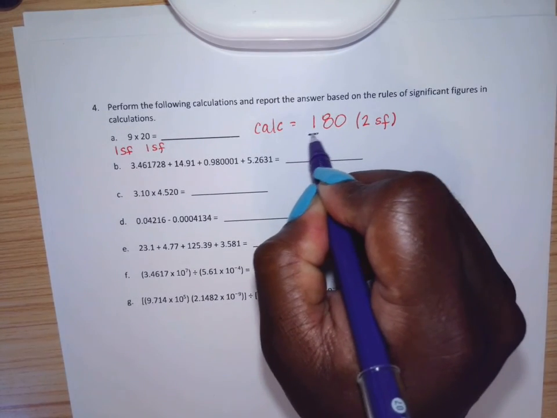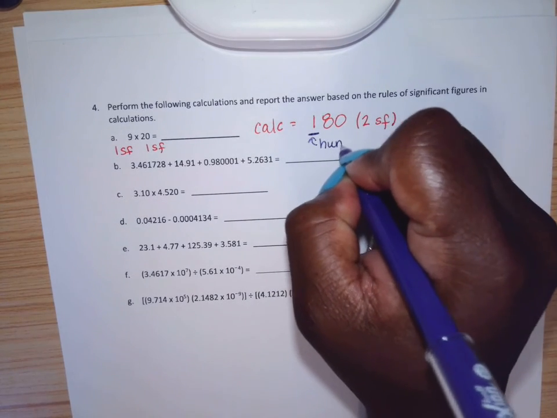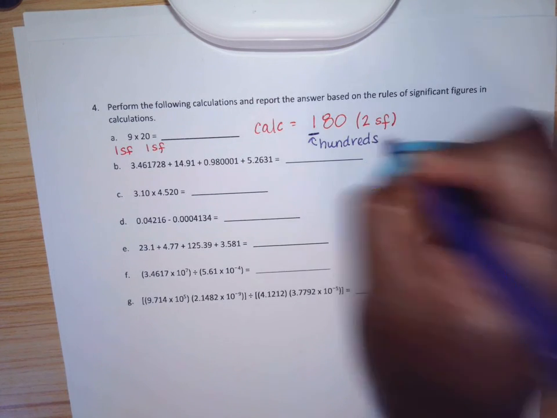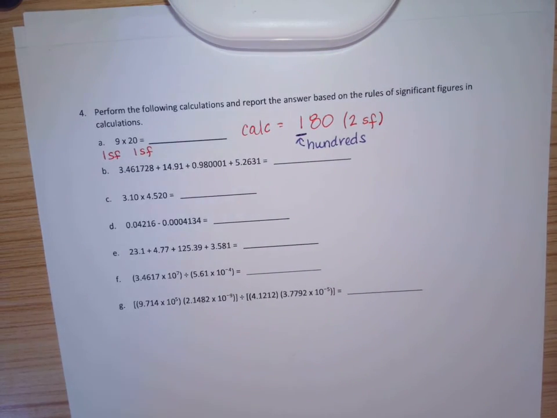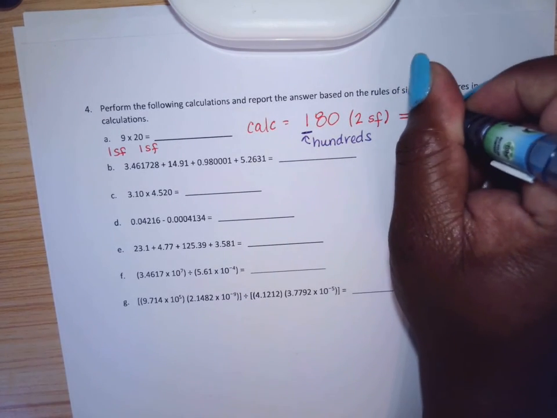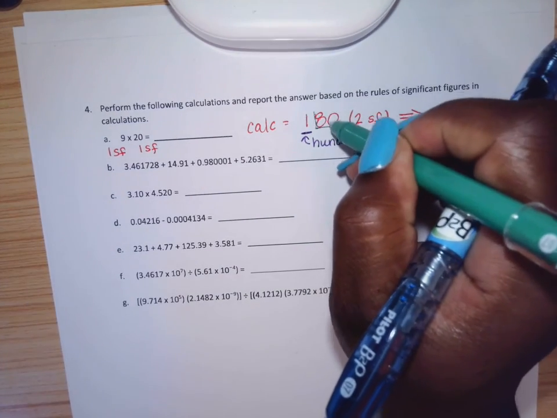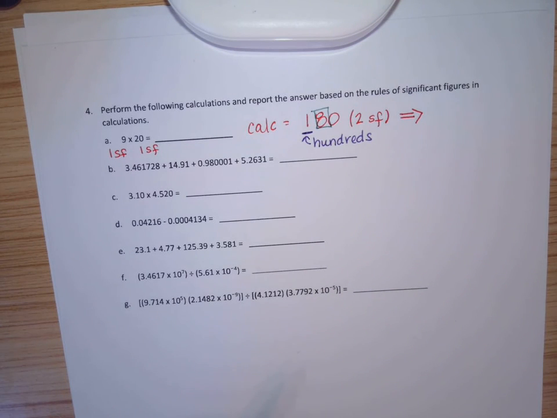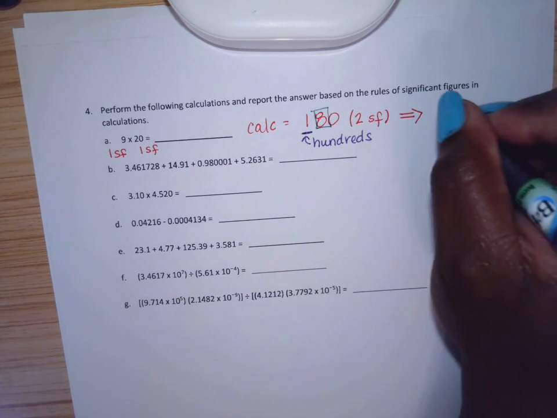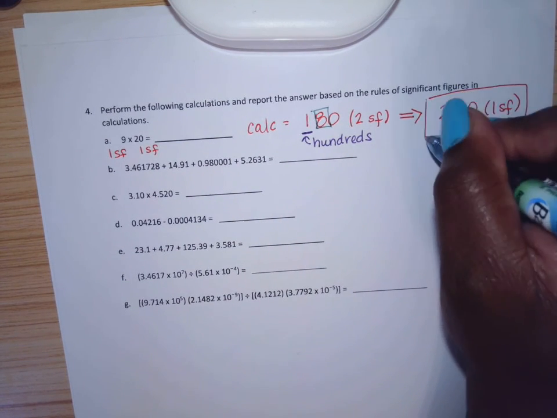The first significant figure is that 1. This is your hundreds place. So just imagine rounding 180 to the nearest hundred. If you had to round it to the nearest 100, we have to look at that next position, which is the 8. Based on that value of 8, I know that my hundreds place, that 1, has to round up. So therefore, I would report this as 200 to show the product of 9 times 20 with only one significant figure.